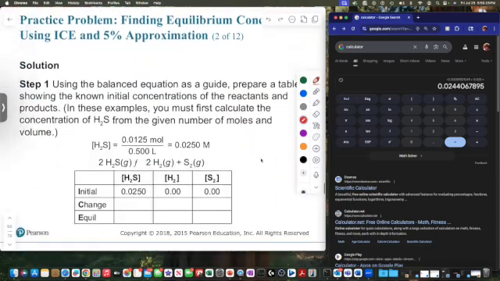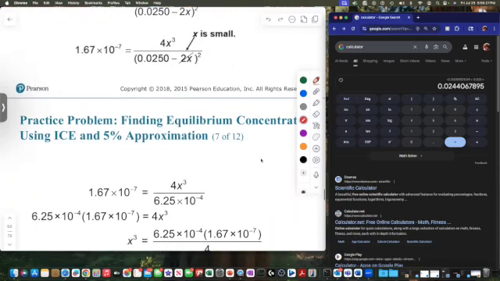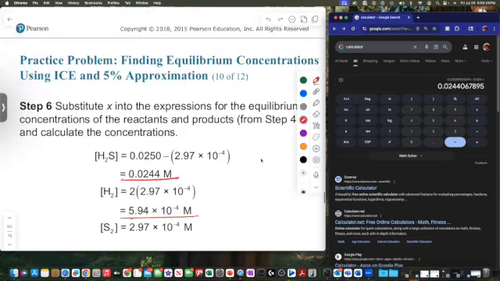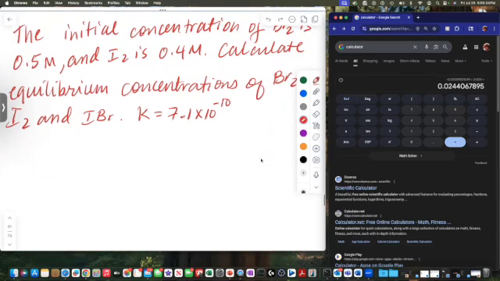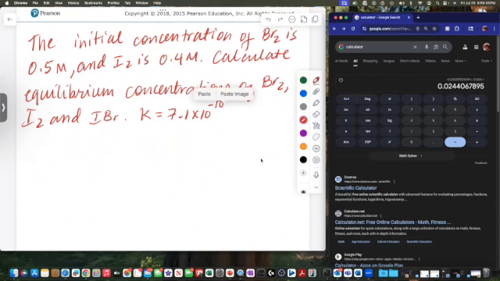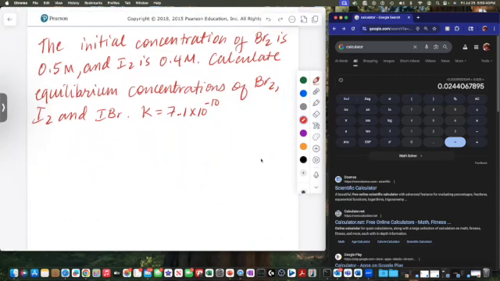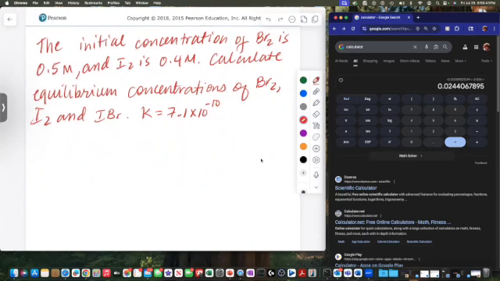Okay, so moving on, we are going to practice another problem that has to do with the 5% rule, because I'm going to give you guys a little bit more practice before you get to your homework and, of course, the exam. Okay, so this problem here, the balance equation was not given to us. Well, it's mostly because I made it. Well, I didn't really 100% make the question up, but I found it online somewhere. So Br2 plus I2 produces 2BrI.